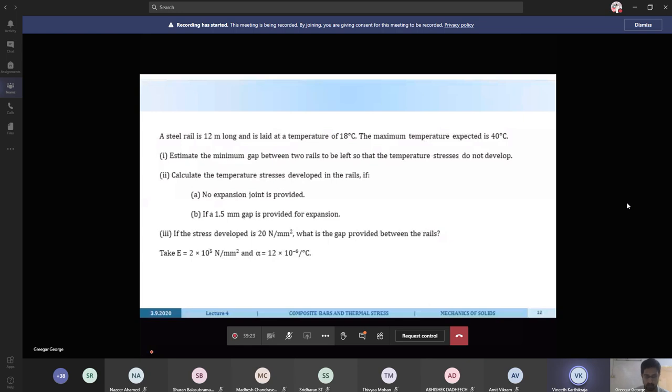L alpha delta T, from 18 degrees Celsius. I can also help you. Just start with something. I've started, sir. I'm trying the first question, sir. I'm trying to find the strain, sir, so that I'll find the stress. Okay. I'll find the gap. 12 into 10 power minus 6.